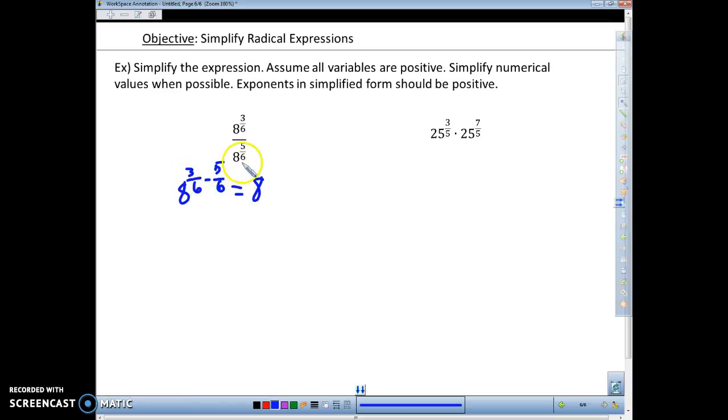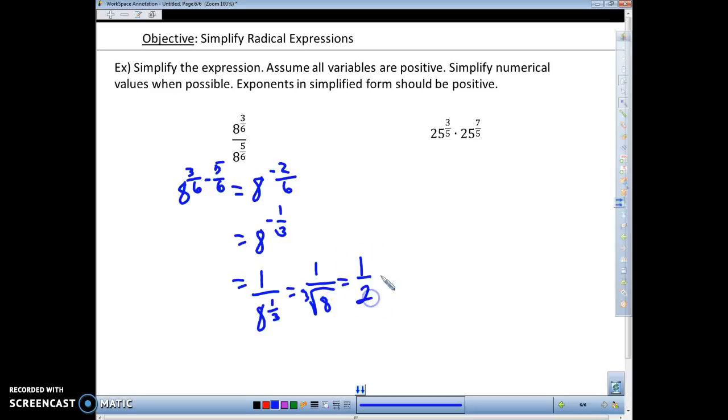So 3 minus 5, that is negative 2 over 6. And we can end up reducing this guy. So 8 to the negative 1/3, right? I reduced by 2. And when I have a negative, I take the reciprocal, so 1 over 8 to the 1/3. Well, 1/3 is just the cubic root of 8. And the cubic root of 8 is 2. So 1/2 is my answer for this guy.